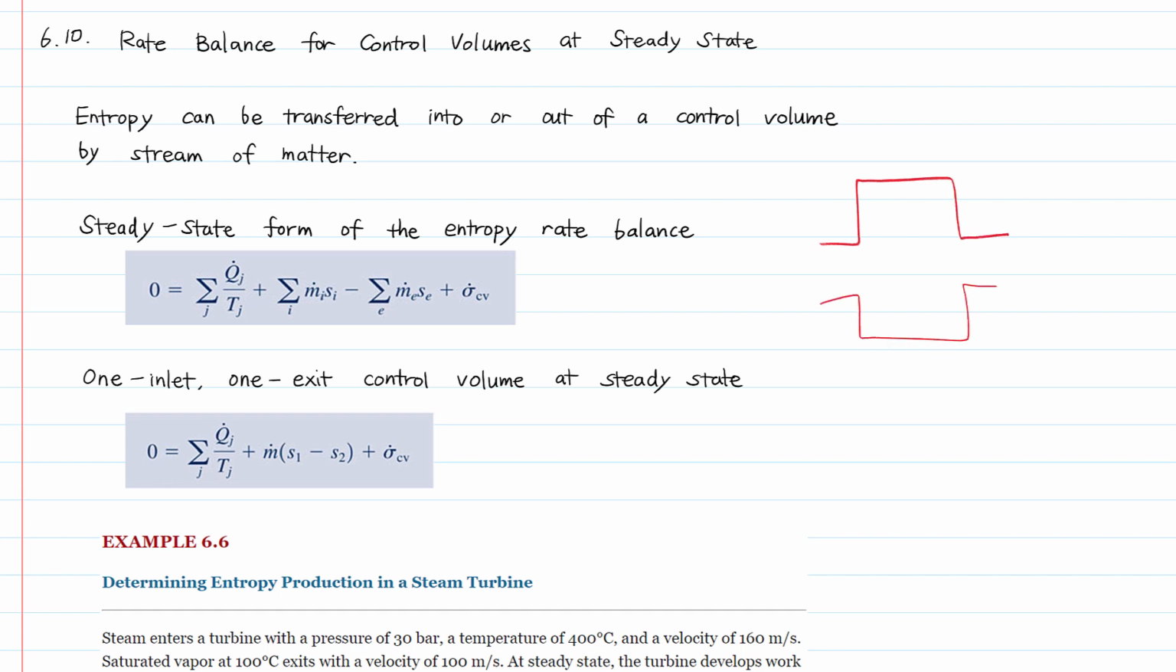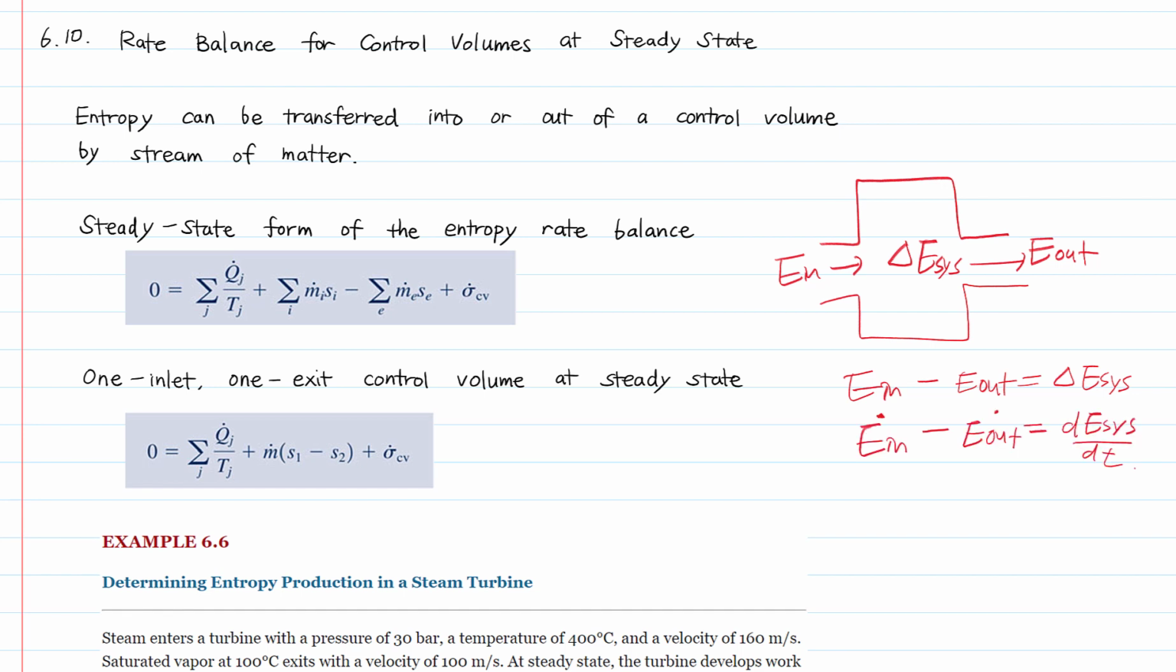This is our system. Energy is going in and energy is going out of the system, and there will be energy change inside the system. So we can write energy in minus energy out equals energy change in the system. It can also be expressed in rate form. So, the energy balance equation in the rate form.